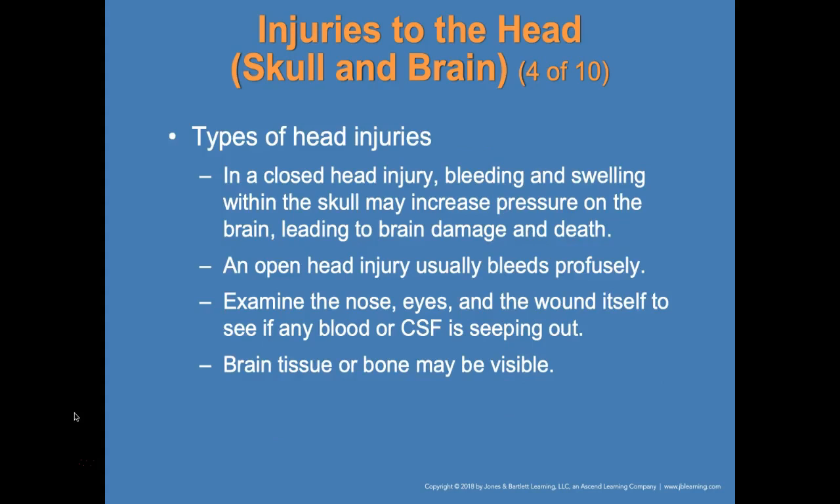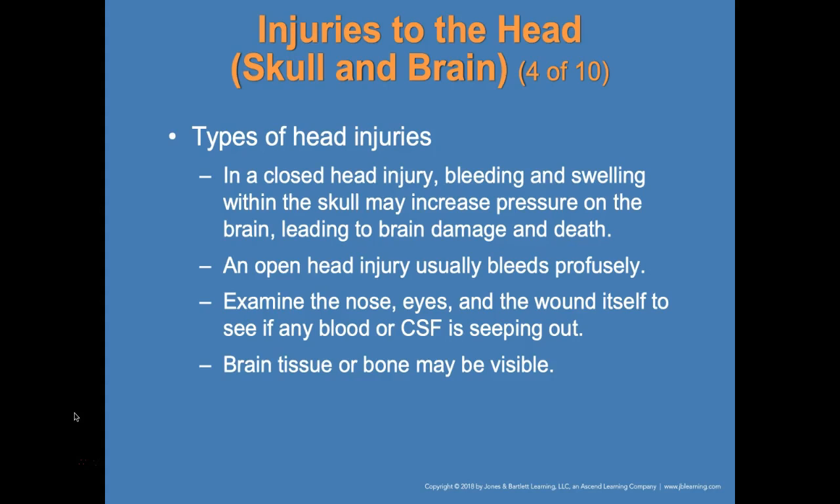We got a couple different types of head injuries. Closed head injury. This is where bleeding and swelling within the skull increases pressure on the brain. This can lead to brain damage and death. An open head injury. These are usually going to bleed profusely because there's lots of vasculature in the head. We need to examine the nose, eyes, and the wound itself, see if there's any blood or cerebral spinal fluid seeping out. At times, brain tissue or bone might be visible.